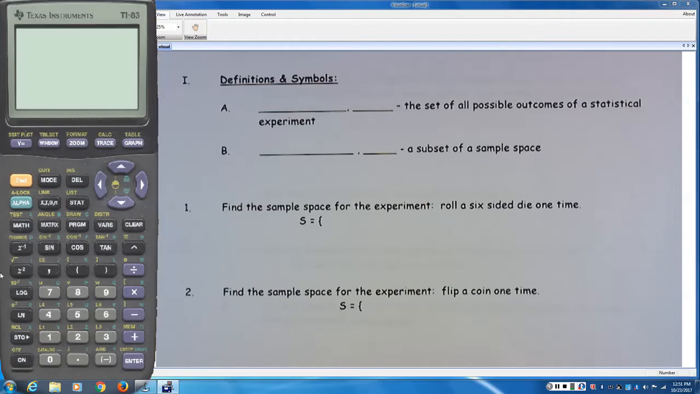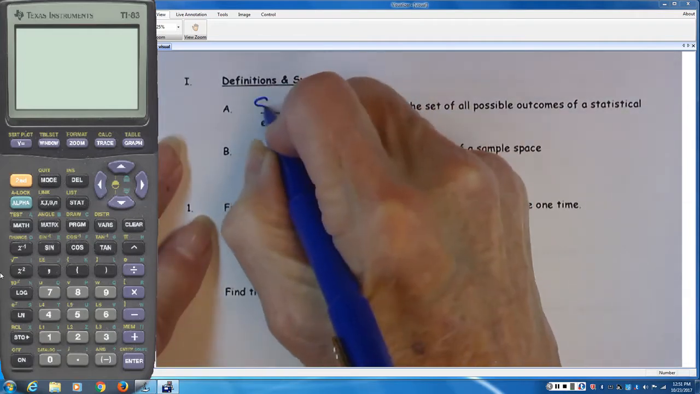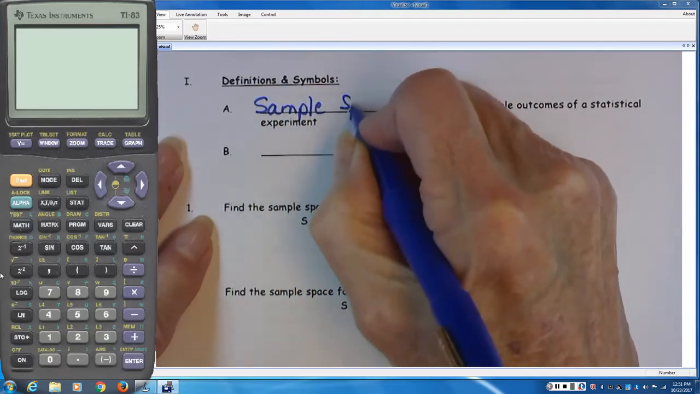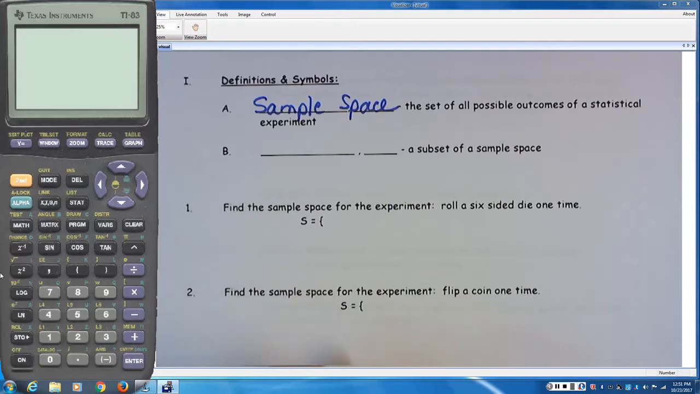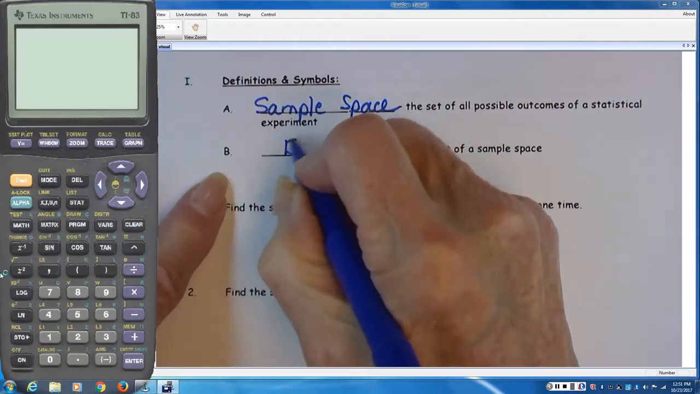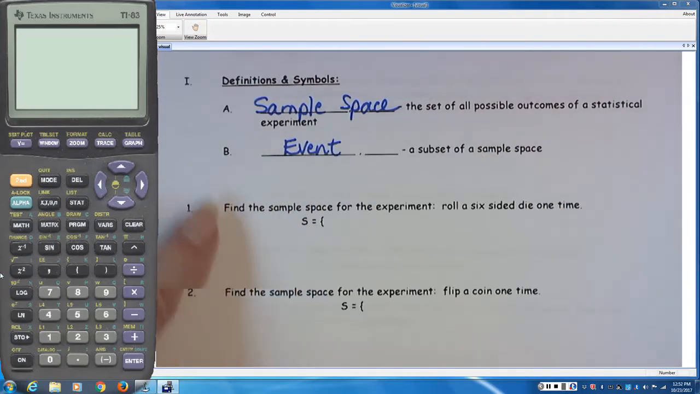So, quick review of terminology here. The sample space is the set of all possible outcomes for a statistical experiment. An event is the subset of the sample space.